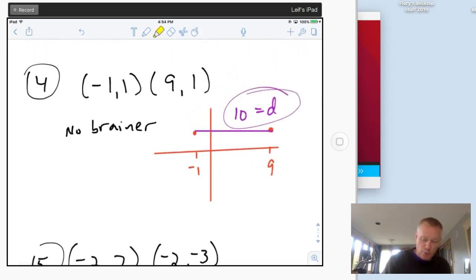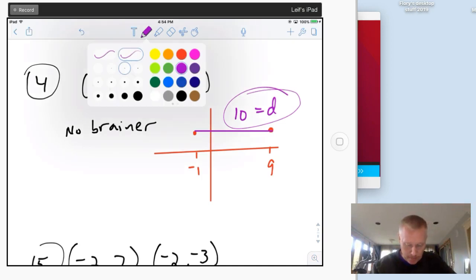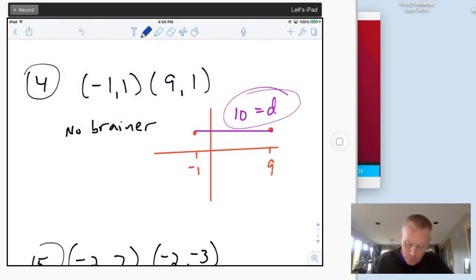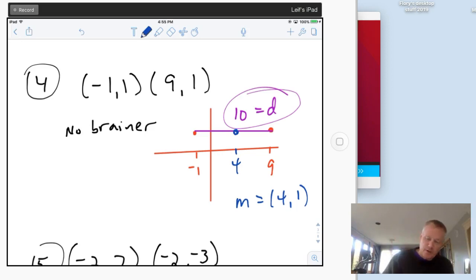And the midpoint will be halfway in the middle there, which would be 5, right? So that's over here at 4, which means my midpoint will be 4, 1. Okay. 5 and 5, distance is 5 between the two.